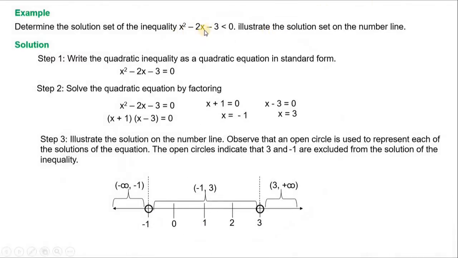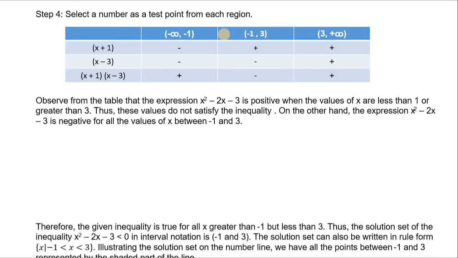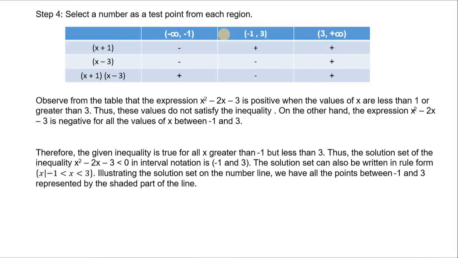Kasi yun yung ating equation. Balikan lang natin yung equation yan. Dapat less than 0. So, pag positive, hindi siya less than 0. Okay? Ang kukunin natin is the negative region. So, therefore, the given inequality is true for all x greater than negative 1 but less than 3. Okay? Thus, the solution set of the inequality x squared minus 2x minus 3 less than 0 in interval notation is negative 1 and positive 3.